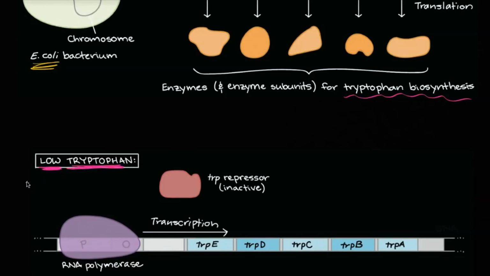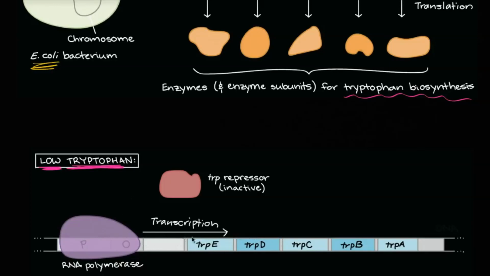But what if we did have a lot of tryptophan? Well, if you have a lot of something around, you shouldn't waste energy creating more of it. You have to appreciate that all organisms that are around today are the byproducts of billions of years of evolution, and the ones that are selected for tend to be the ones that don't waste resources. And so when you have tryptophan around, you probably don't want this transcription to occur.